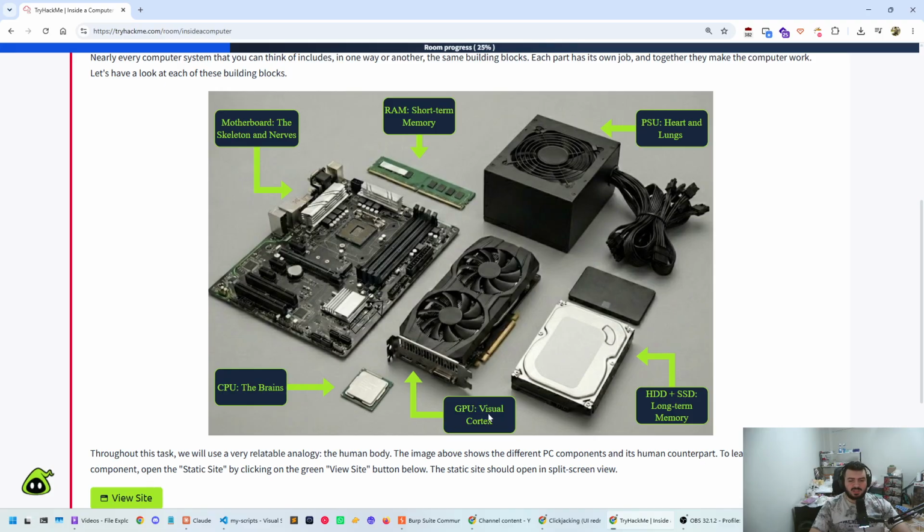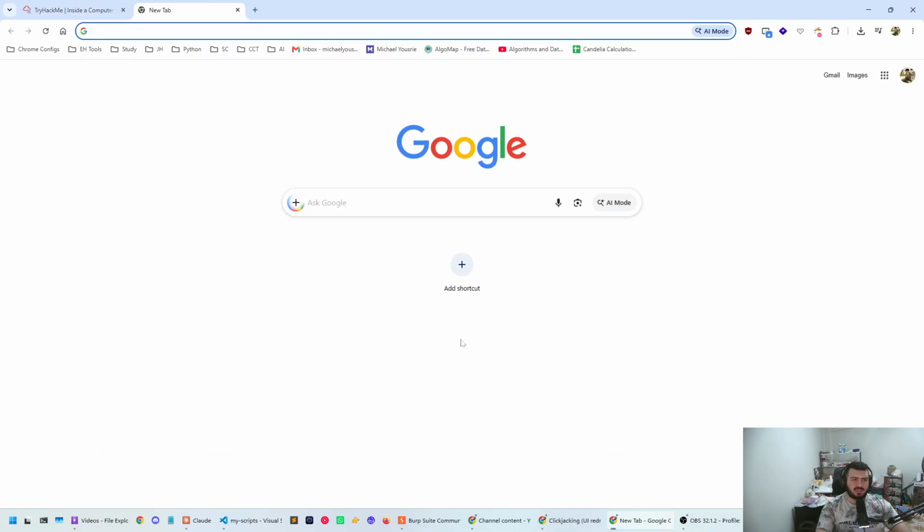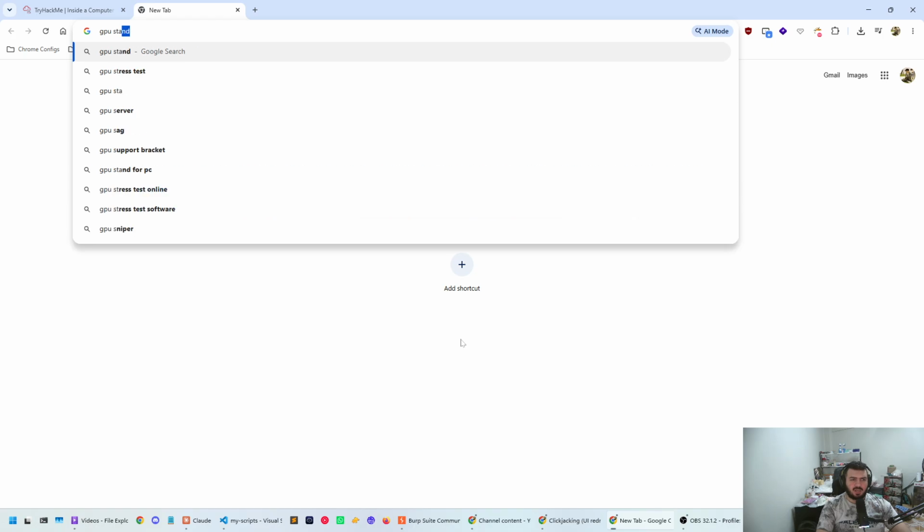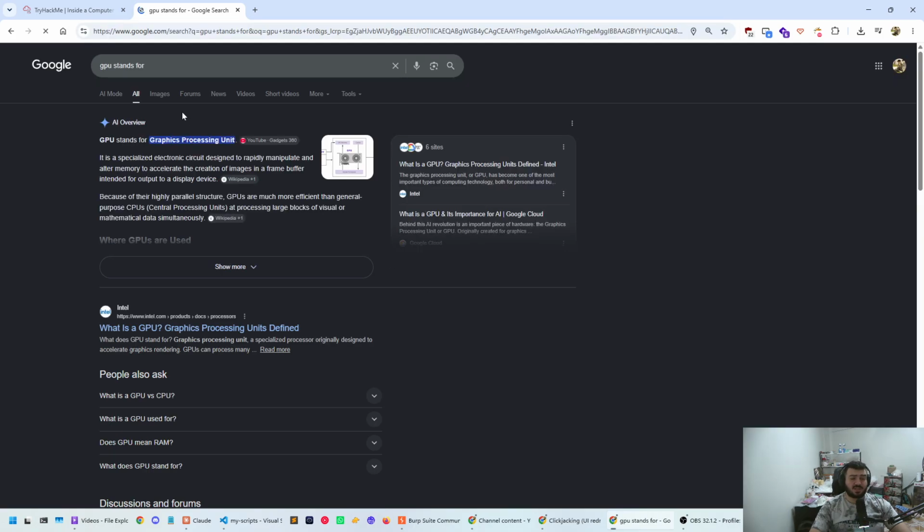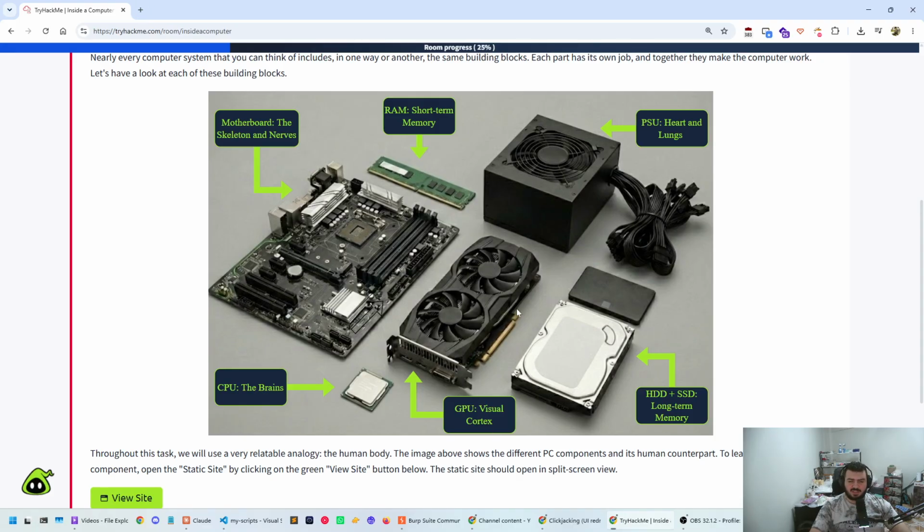You have your GPU with your visual cortex. GPU stands for graphical or graphics power unit, I believe. Let me check the full thing. Graphics processing unit. Okay, sorry. Graphics processing unit, not power unit.